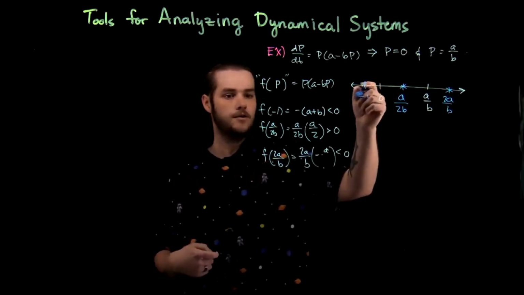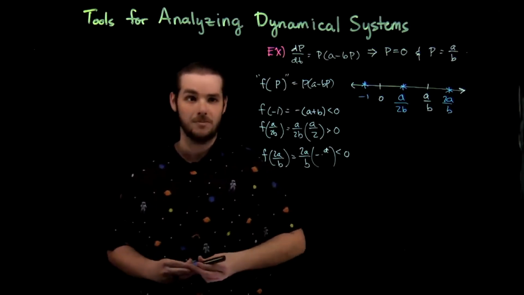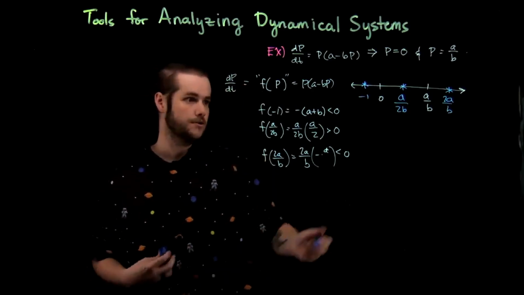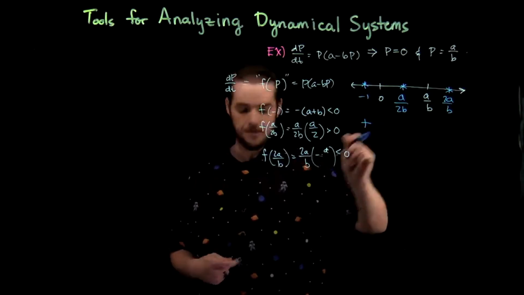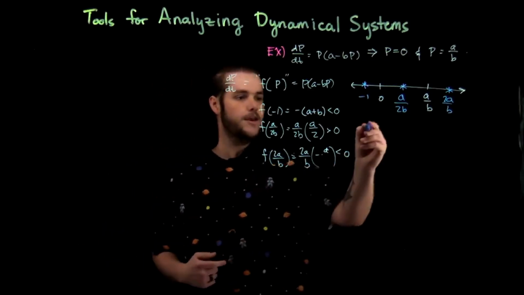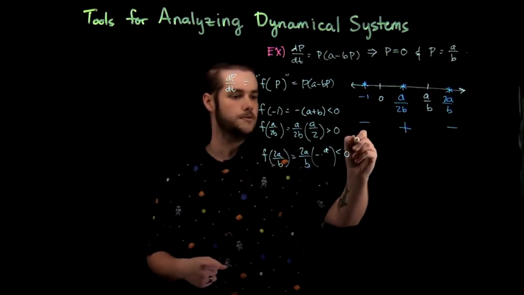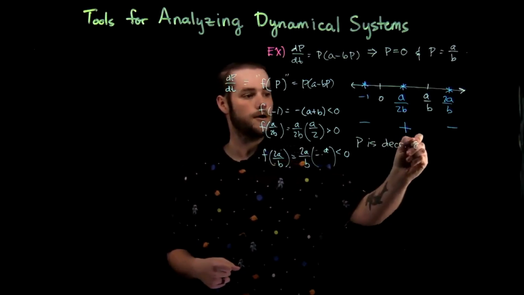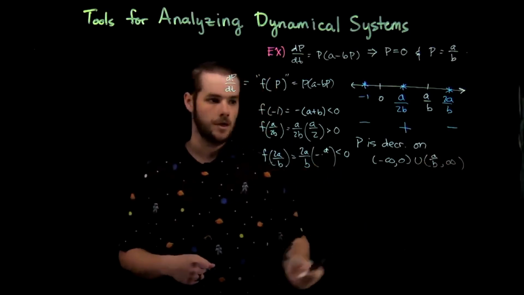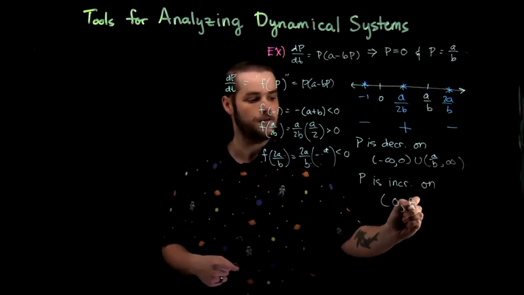It tells us that everywhere the derivative is negative, and remember, this is secretly the derivative of p with respect to t, right? That's what the slope function is. So what this sign chart tells us, if I have negative in this region, positive in the middle region, and negative in the right-hand region, this tells me that p is decreasing on negative infinity to 0, and also on a over b to infinity. And it tells me that p is increasing on 0 to a over b.